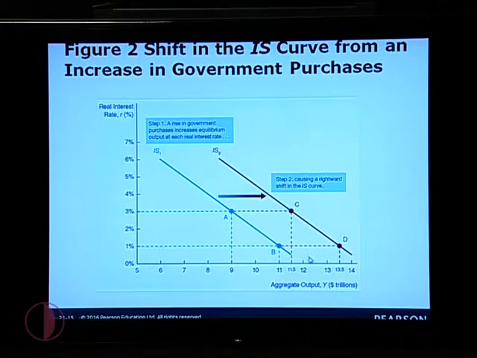When it goes to point D, when it shifts, it becomes 13.5 at 1%, at 3% level of interest rate.